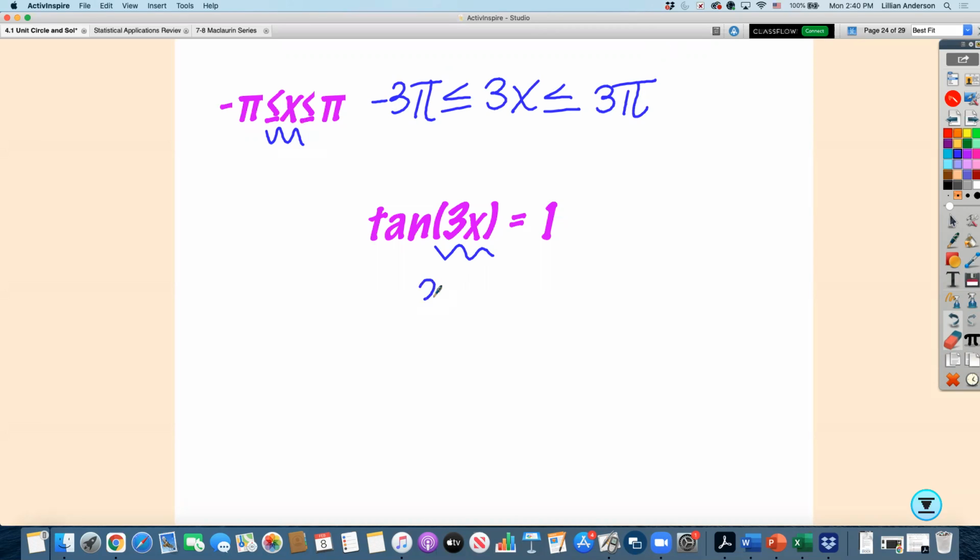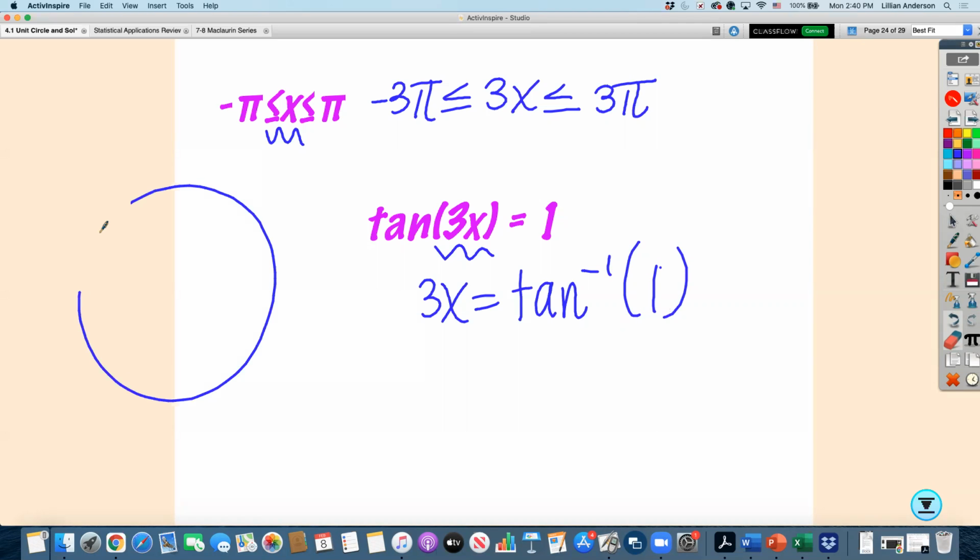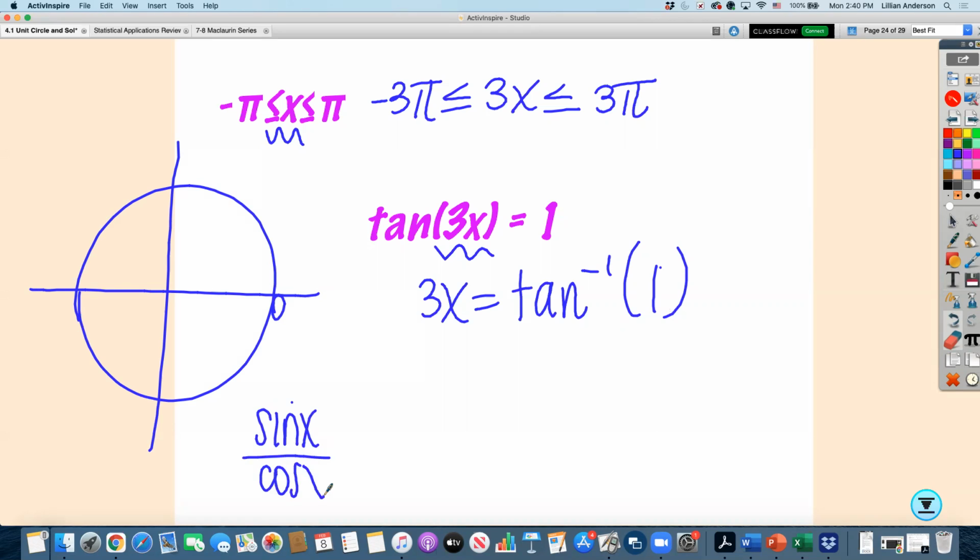So now I'm asking for where does tangent equal a positive 1? Remember, tangent is what over what? Sine over cosine, which is y over x. And so essentially, I need these ordered pairs to be the exact same thing to cancel out to be 1. That can only happen if I have square root 2 over 2 divided by square root 2 over 2. That happens at 45 degrees, or pi over 4, and 5 pi over 4.